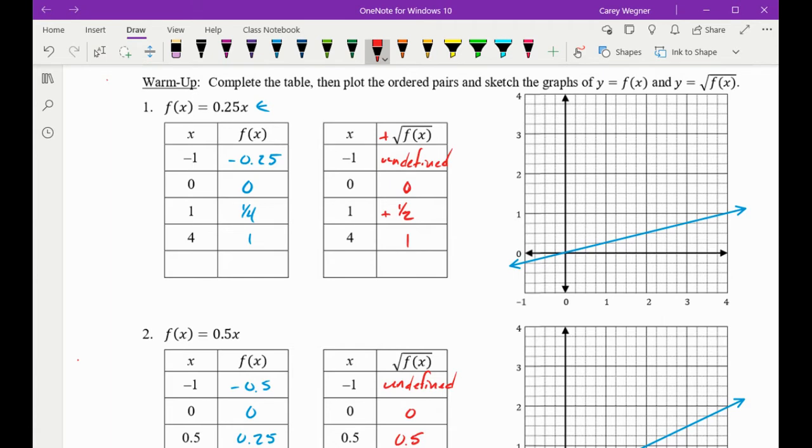Well, here you see my table complete for question number 1, and I've sketched the graph of the line. Now I want to sketch the graph of the curve. So the square root of f of x is not defined for negative values, but it starts here where my x is 0, where my y is also 0. And then when my x value is 1, my y value will be 1/2, so my graph will go through that point. And then when my x value is 4, my y value is 1, so it'll go through that point. So here I sketch my graph.